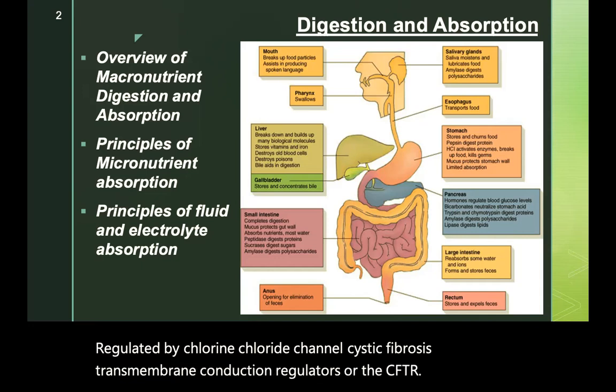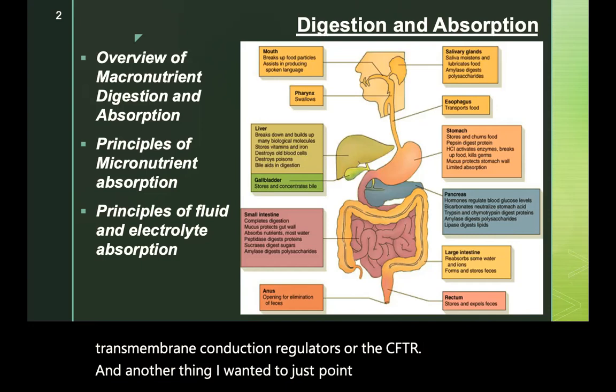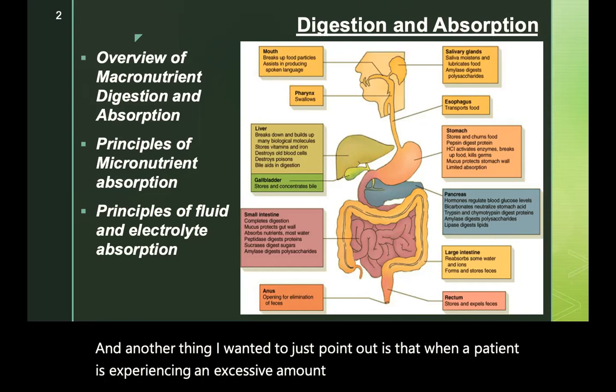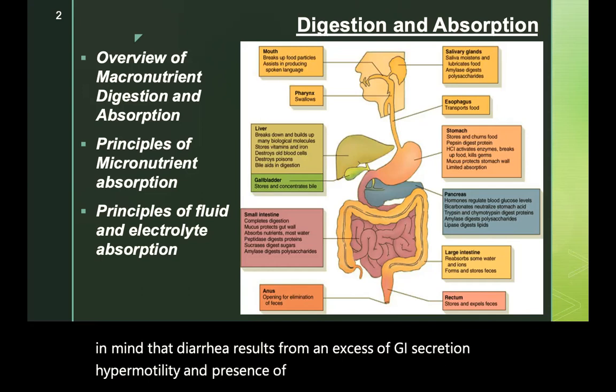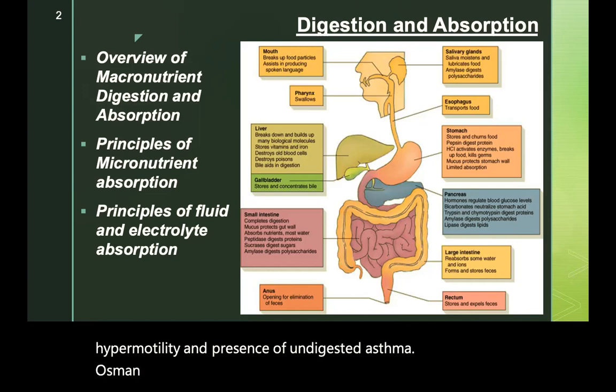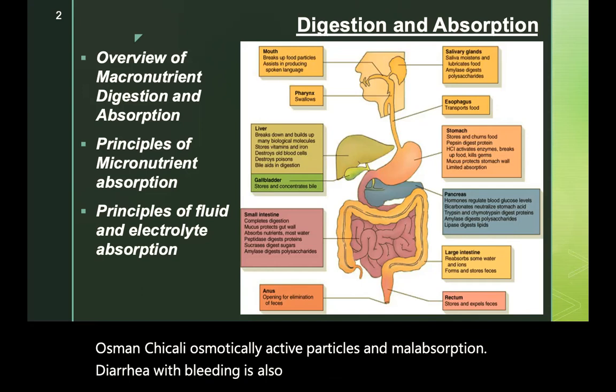And another thing I wanted to just point out is that when a patient is experiencing an excessive amount of diarrhea, you need to keep in mind that diarrhea results from an excess of GI secretion, hypermotility, and presence of undigested osmotically active particles and malabsorption. Diarrhea with bleeding is also associated with certain GI infections and irritable bowel disease.